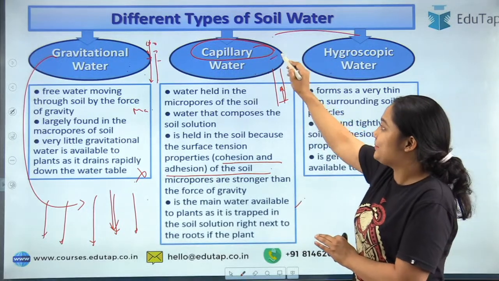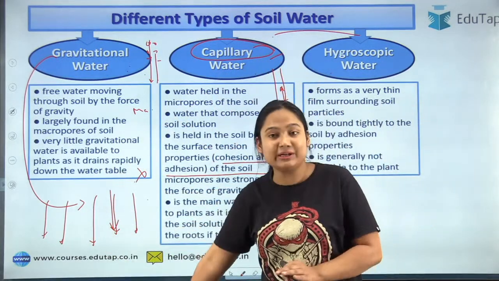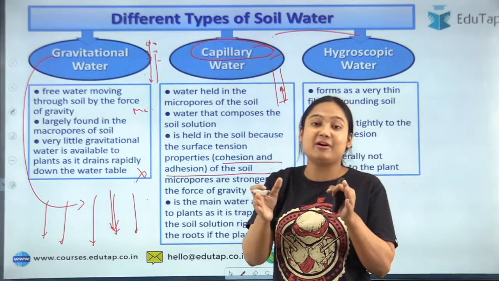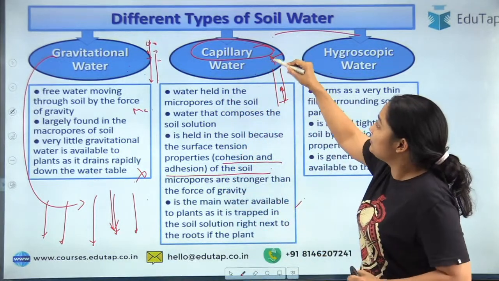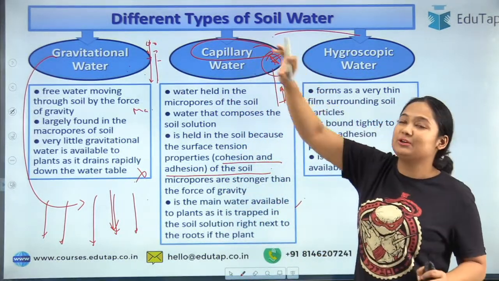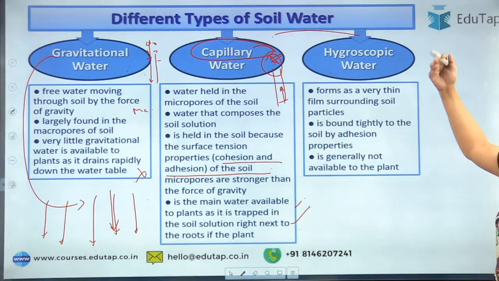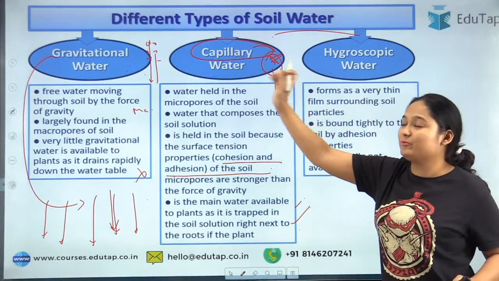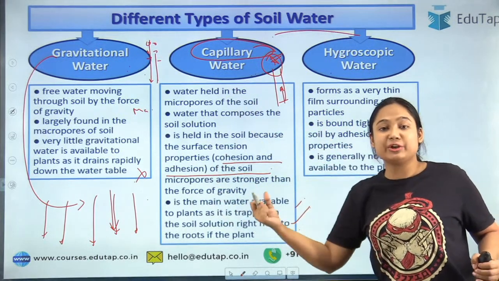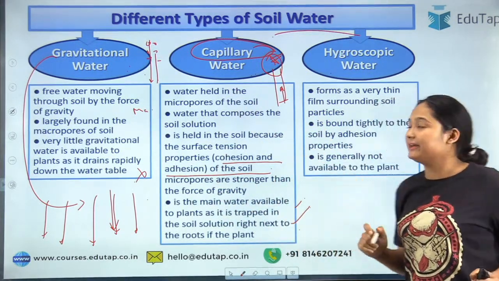That is why it is capillary water, and since it is not moving downward, it is not going away, it is available there. So this is the only water that will be actually available to the plant. So you can read about it here. Okay, in simpler terms I have told you, capillary water is the one that remains even after gravitation, even after gravity acts, that is there.